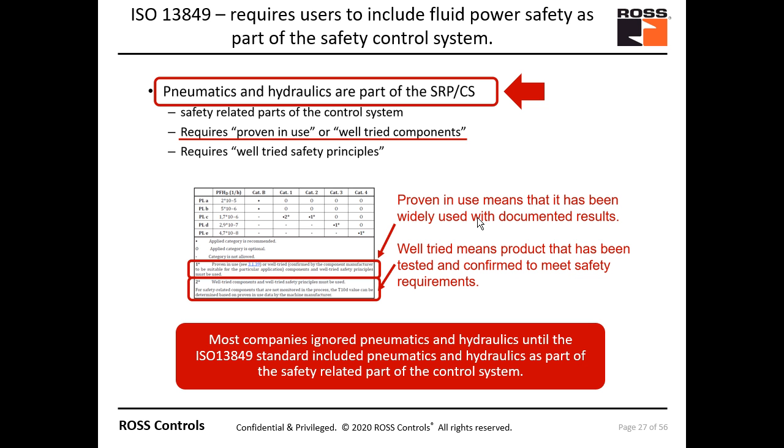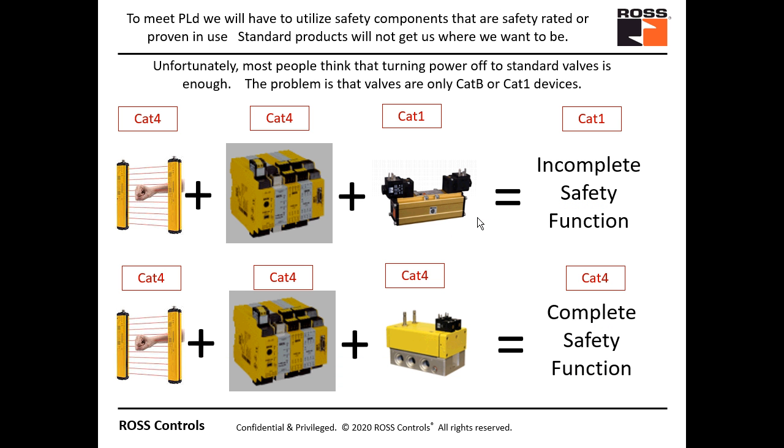We have tested these to a standard and have proven what our B10D value is, which is our failure rate, and we have proven what performance level our product can be used in, what type of systems. So with that said, we have to start thinking about when we pick products. A lot of times I see people picking a nice Category 4 rated light curtain, a nice Category 4 safety relay or controller, and then they put a standard valve out here with no feedback sensors or anything. And that valve might be a Cat 1.